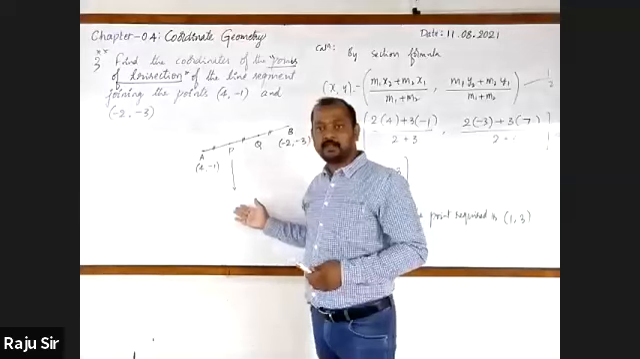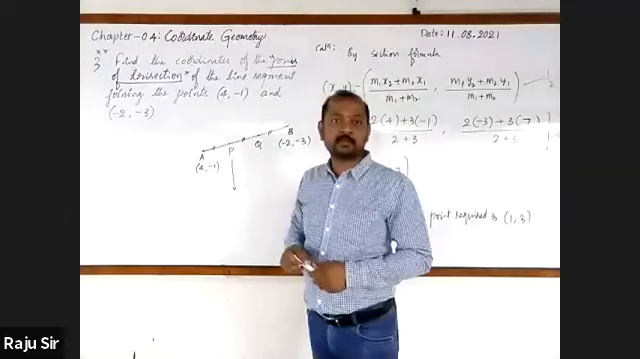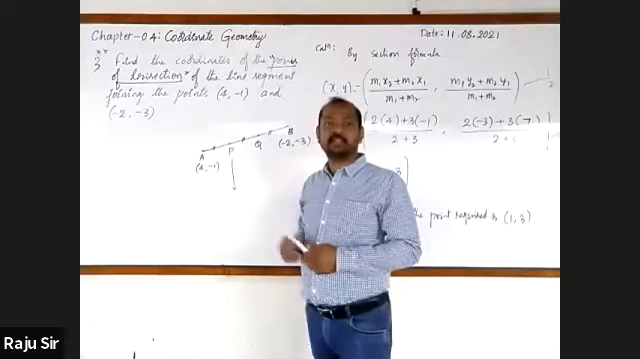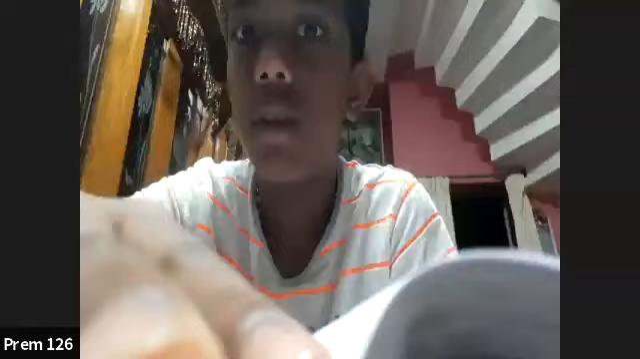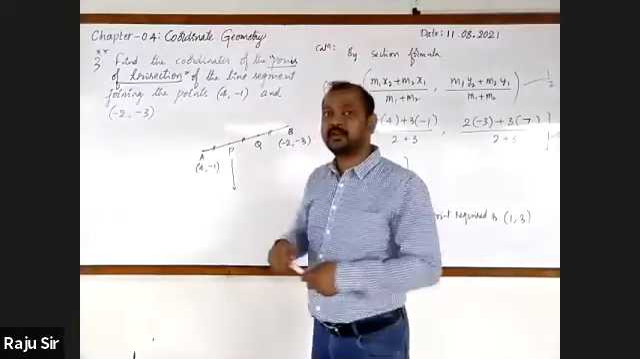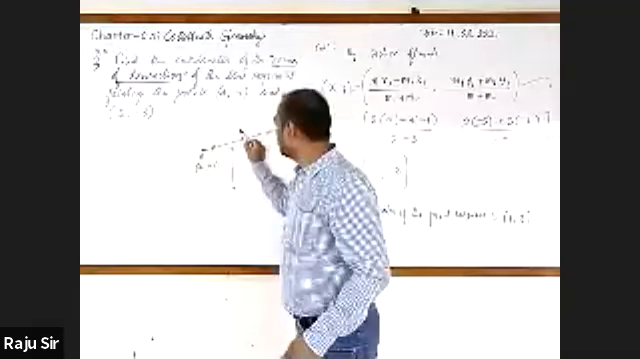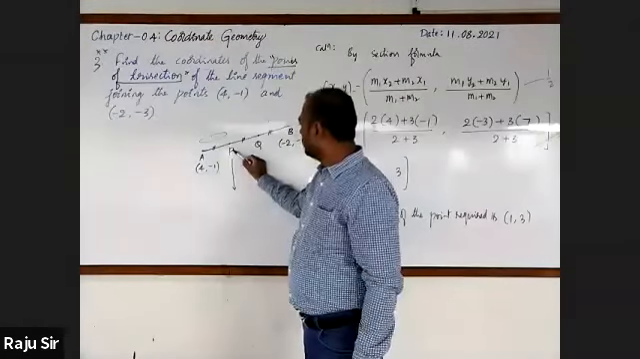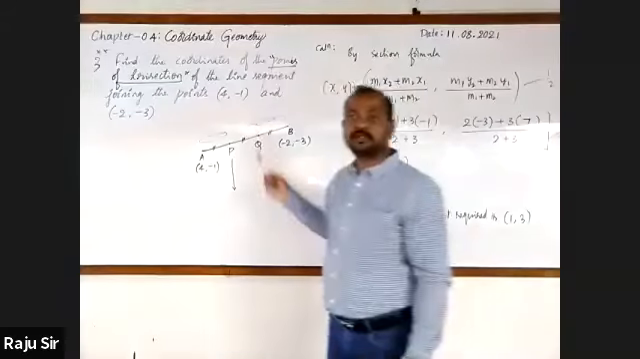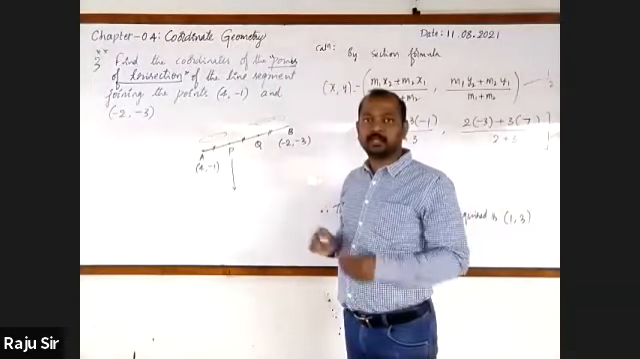Section formula can be used. To use the section formula, you must know the ratio. AP is to PB. What is that ratio? Very good. AP, this is 1. Then PB, it is 2. 1 is to 2. These are m1 and m2.